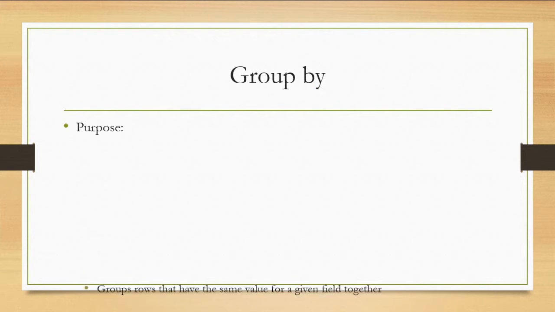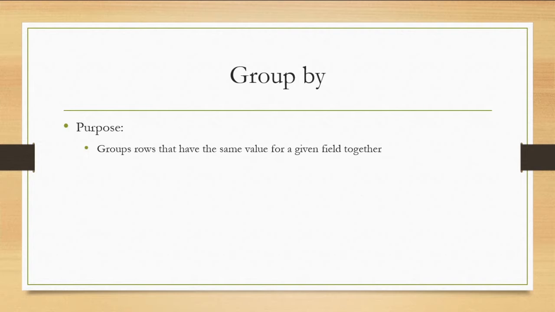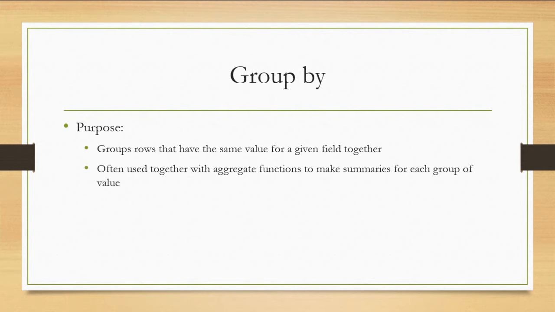So the purpose: group rows that have the same value for a given field together. Often used together with aggregate functions to make summaries for each group of values. Multiple group by fields can be used. Group them in order of listed fields. So it groups the result in the order of group by fields.